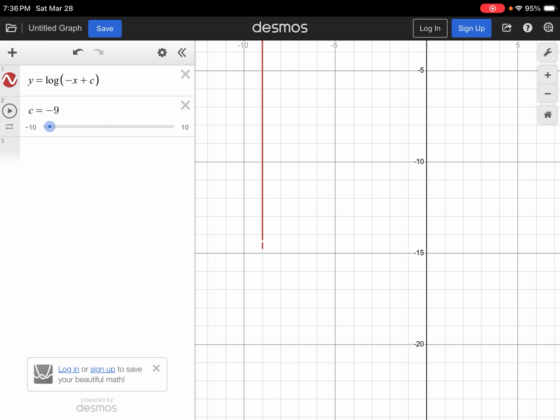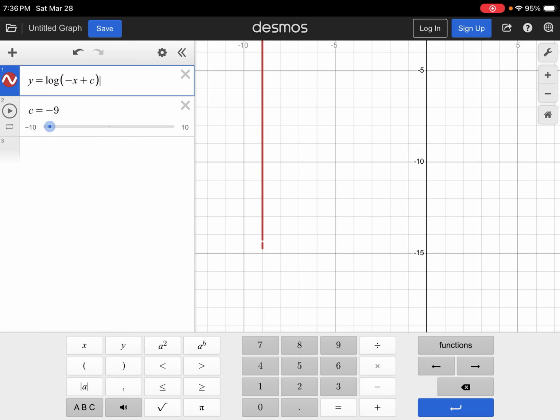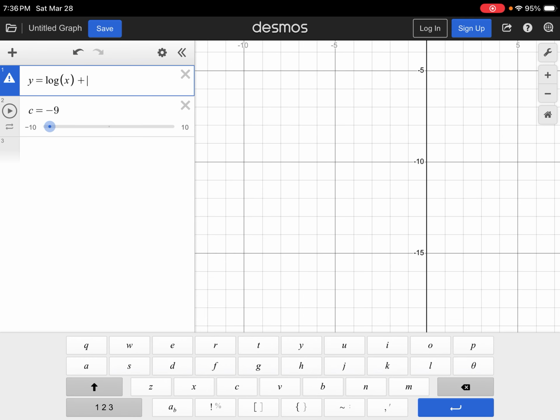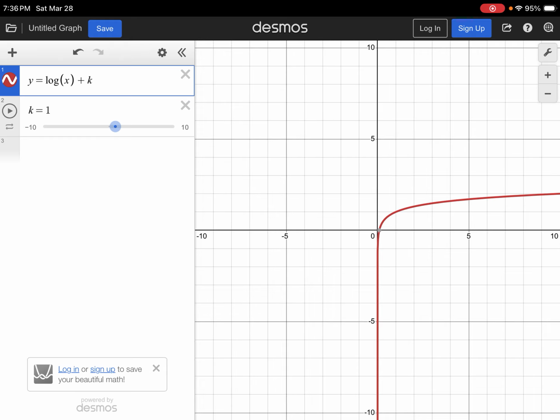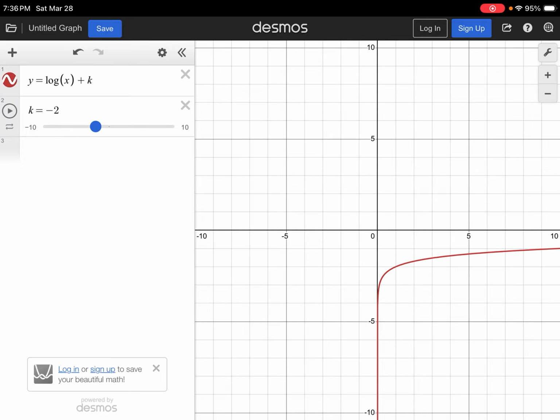So again, same type of problem. But I'm going to write a plus k here. Let's see if it likes that. All right, I'm going to add the slider. Let's press the home button so we can recenter the graph. And again, if k is positive, it moves up. If k is negative, it moves down. Okay, and as you can see, that's what would happen. And we can let it play. Let's see what happens. So again, if k is negative, it goes down. If k is positive, it goes up.